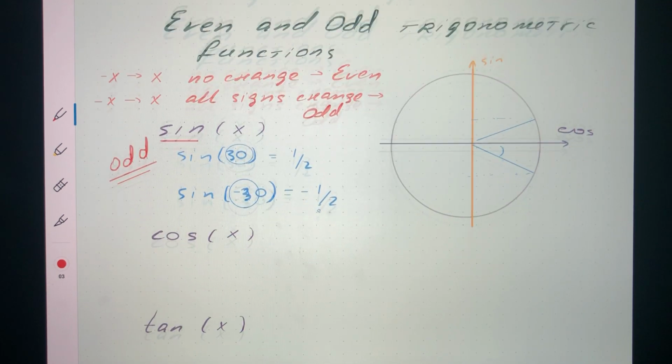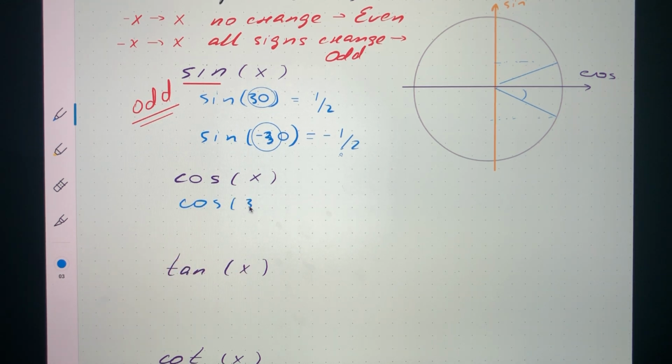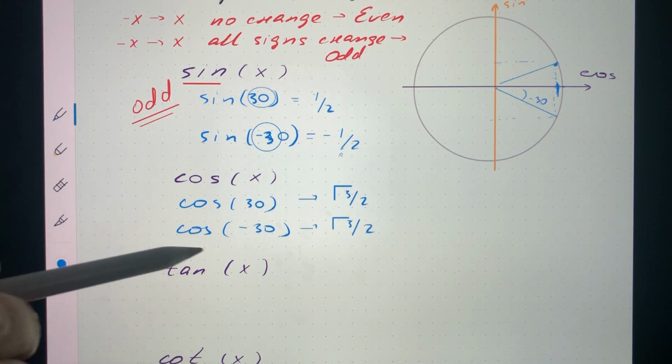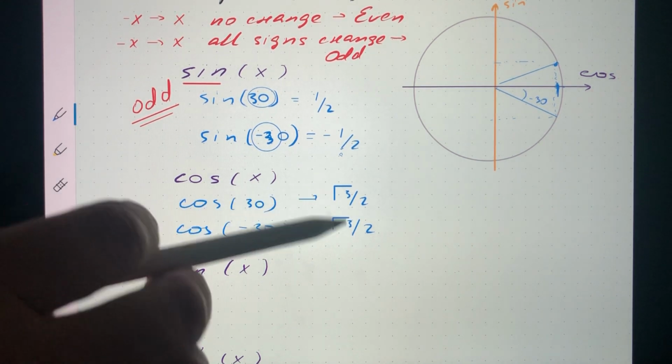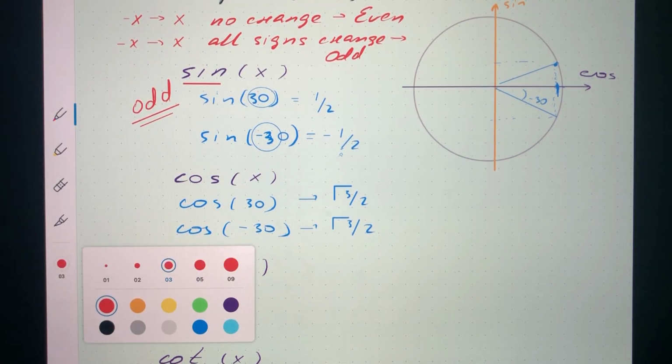Now let's look at cosine. Same exact numbers. So we plug in cosine of 30 and then cosine of negative 30. Cosine of 30 is close to 1, which is square root of 3 over 2. And from negative 30 degrees, if we go to the cosine, we'll land in exactly the same position, which is again square root of 3 over 2. So we have changed the positive for the negative and nothing happened. If nothing happens, that's even. So the cosine is even.